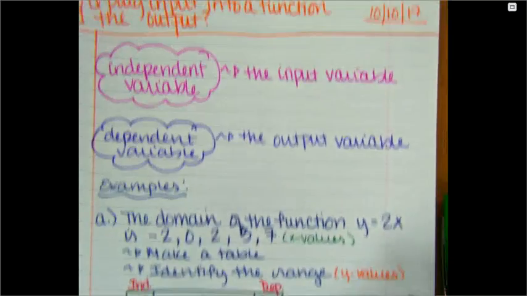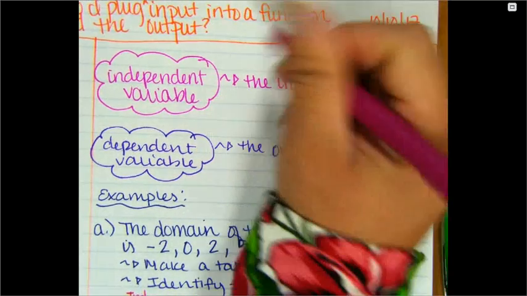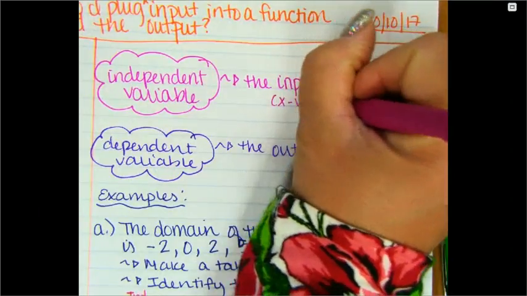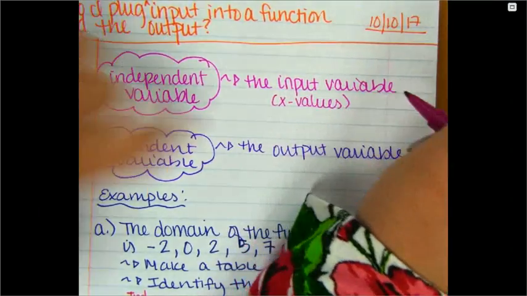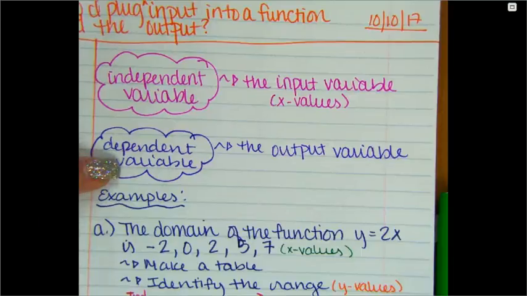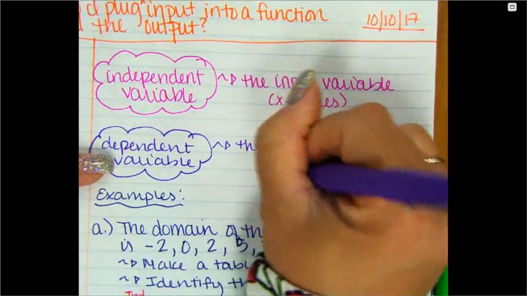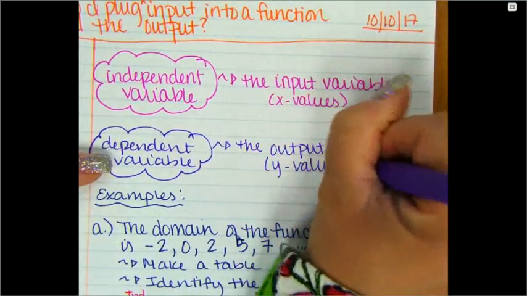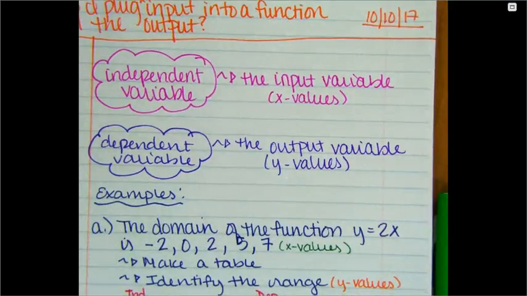Up at the top really quick, since you guys are not remembering, input are your which values? Your x values. So independent is your x. Dependent is your y values. Make sure you know the difference. Okay?